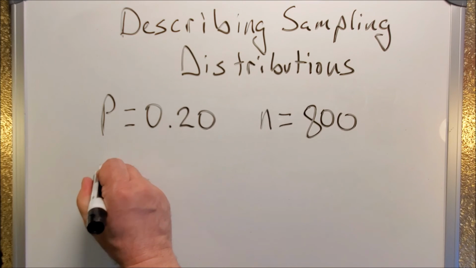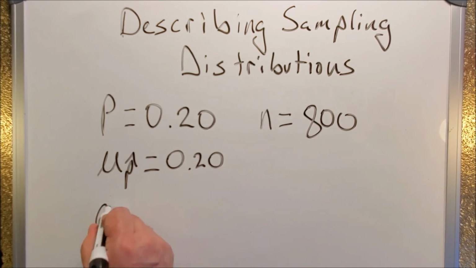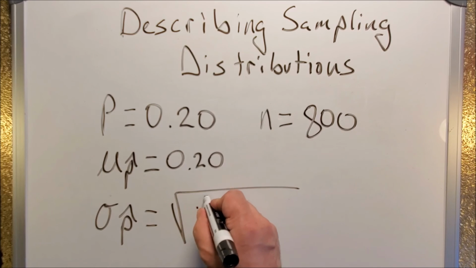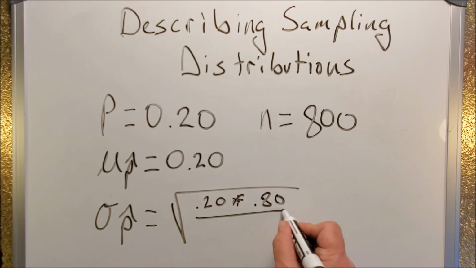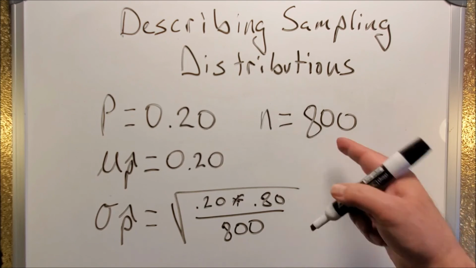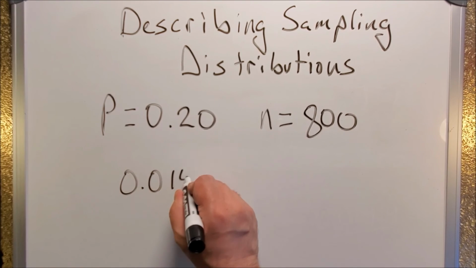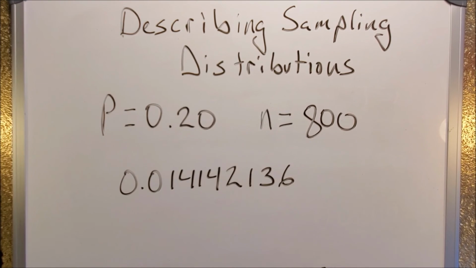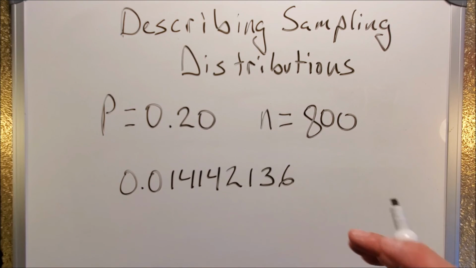Remember, 3 topics. Mu sub p hat, and that's going to be 0.20. Sigma sub p hat, the standard error, that's going to be the square root of 0.2 times 0.8 over 800. And we're going to address normality. So when I work that, I got 0.01414. Actually, just for the heck of it, 2136. So that's the standard deviation of the sampling distribution of sample proportions, in other words, the standard error.